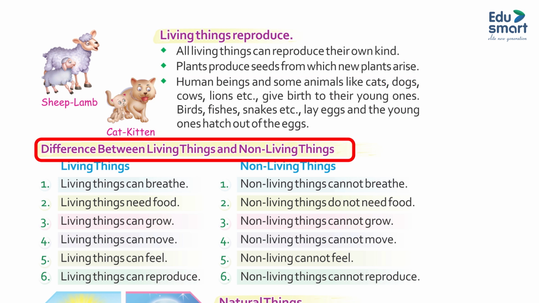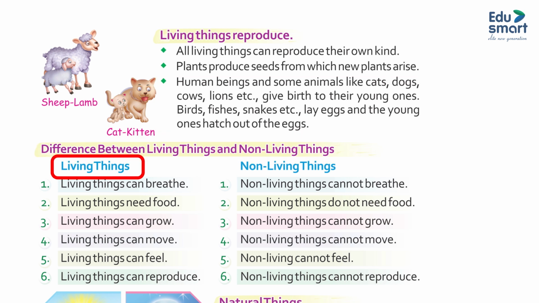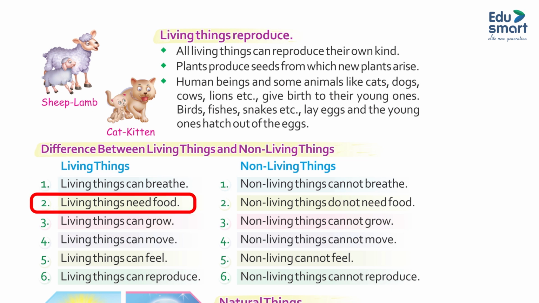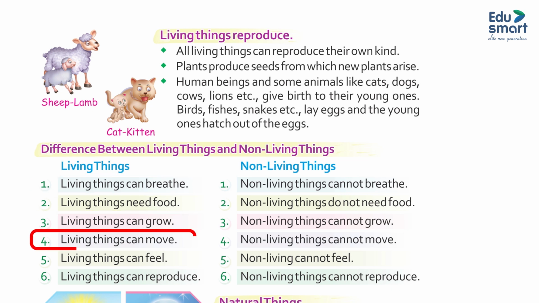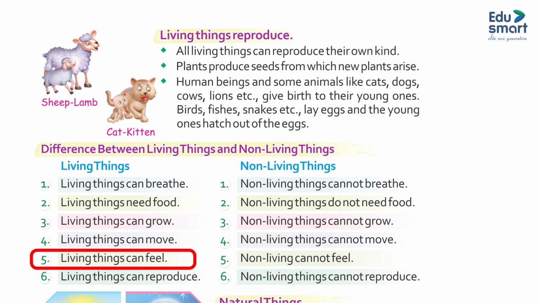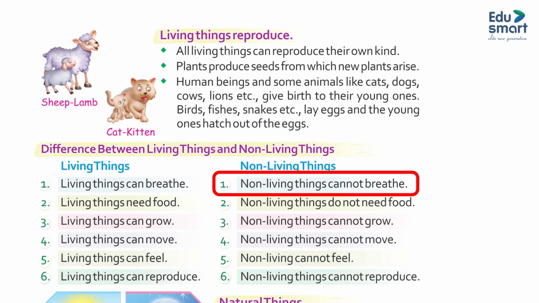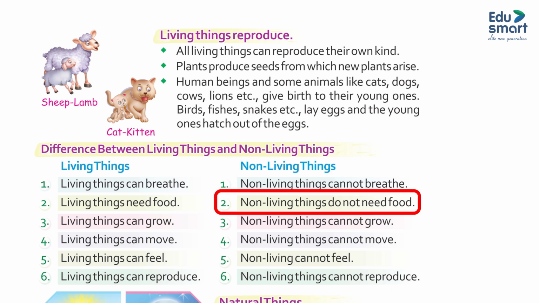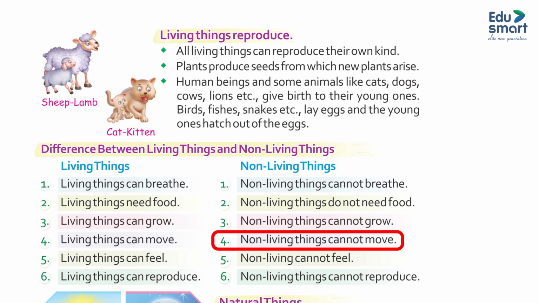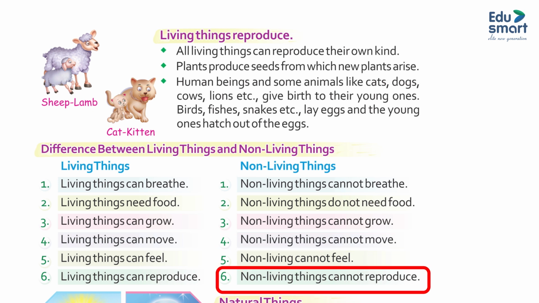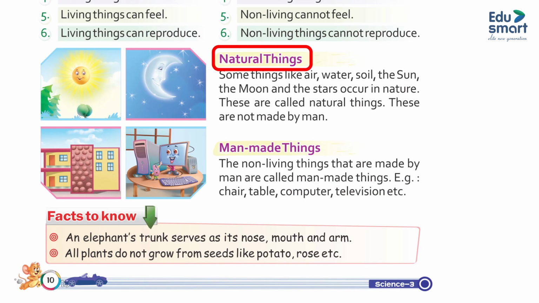Difference between living things and non-living things. Living things can breathe. Living things need food. Living things can grow. Living things can move. Living things can feel. Living things can reproduce. Non-living things cannot breathe. Non-living things do not need food. Non-living things cannot grow. Non-living things cannot move. Non-living things cannot feel. Non-living things cannot reproduce. Natural things.